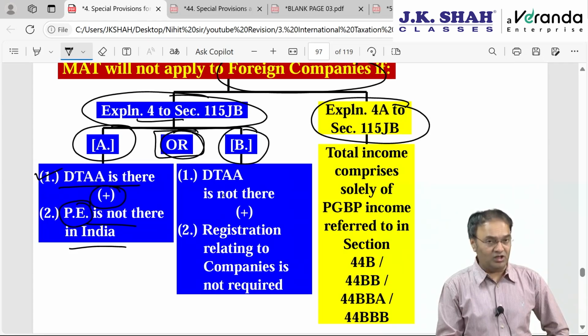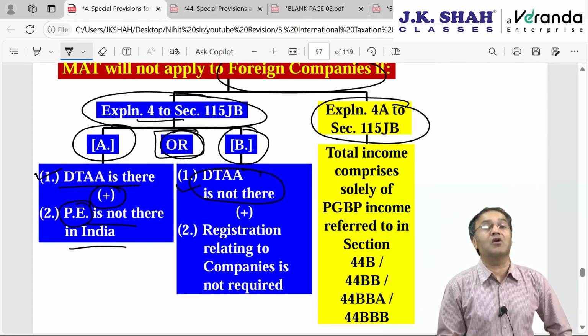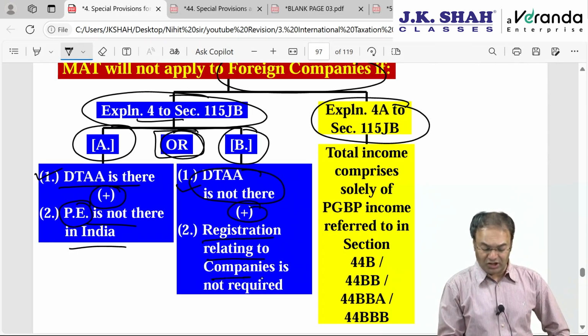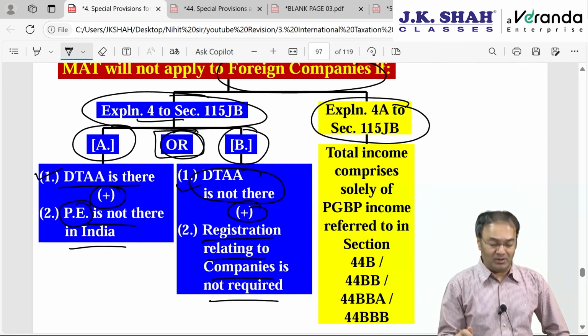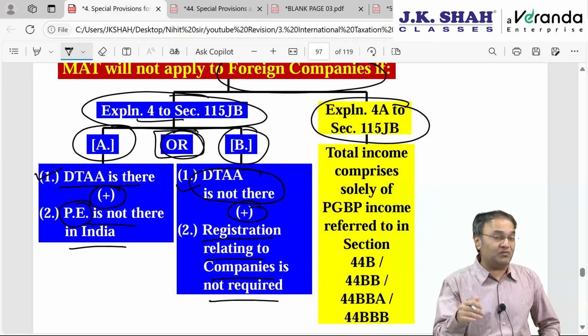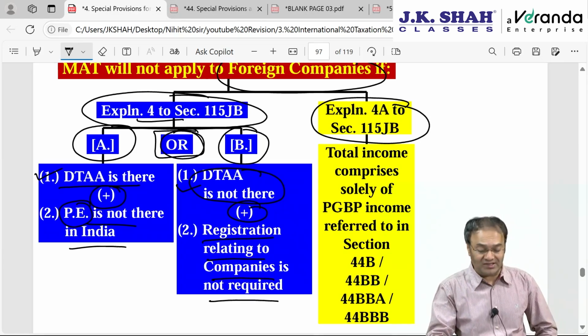B is if there is no DTAA between the government of India and the government of the country where the foreign company is resident, plus registration relating to companies is not required. Registration relating to companies is not required. You will have to remember these conditions. Theory questions on this we have already discussed, they have already come in the exam.